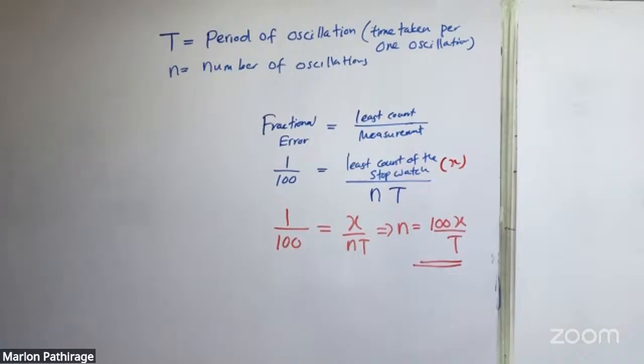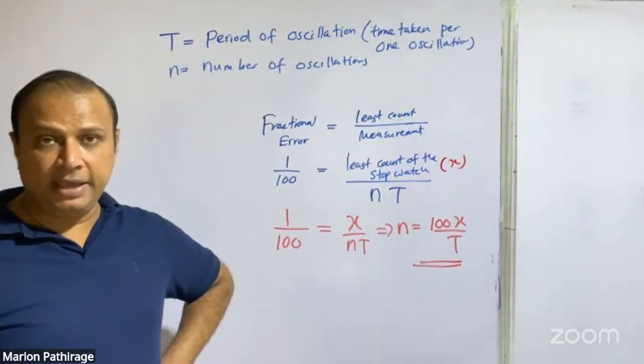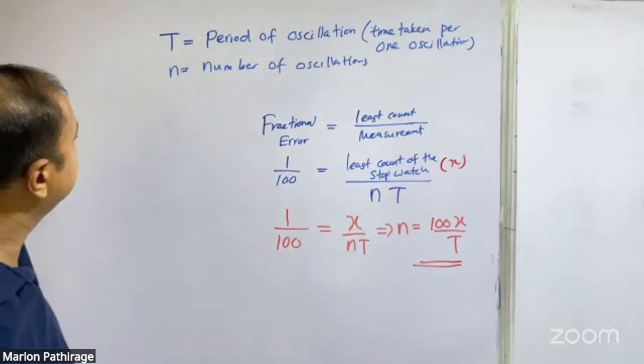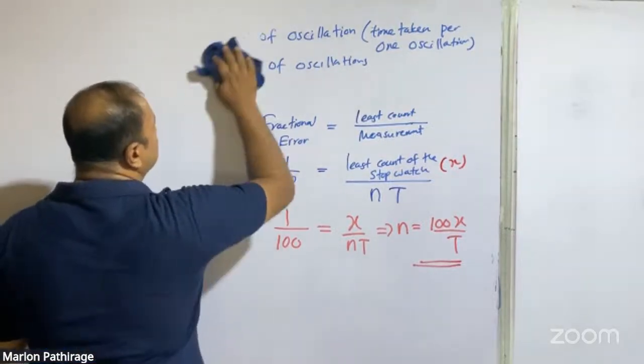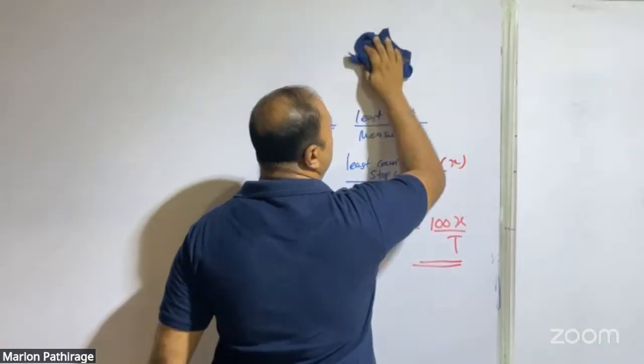Okay, they write the expression. How do you calculate the spring constant K using the above graph?